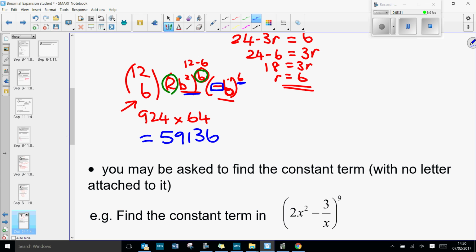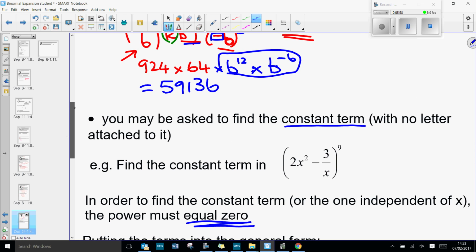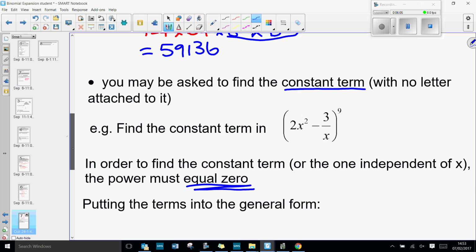Alright, the only difference between this one is that we've been asked to find the constant term. So sometimes they do ask this. Constant term means that there are no letters. In other words, we're talking about when the power of x is 0. So everything about the process is exactly the same as we've just done. It's just that instead of saying that the power was 6, as in the question before, you're going to say that the power is 0.